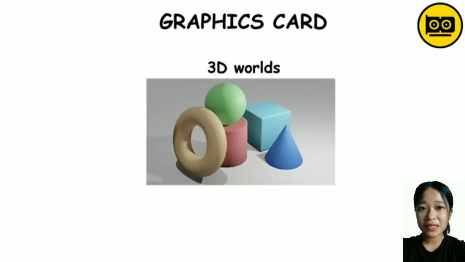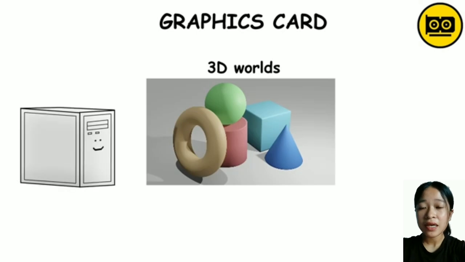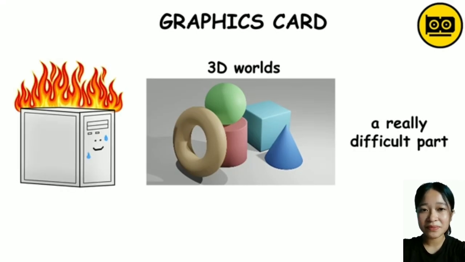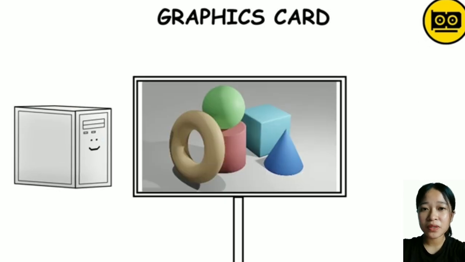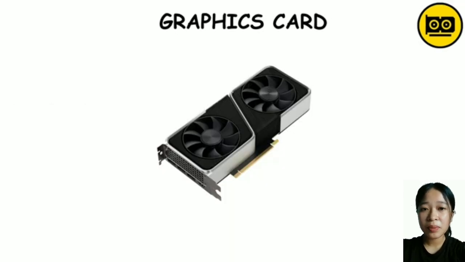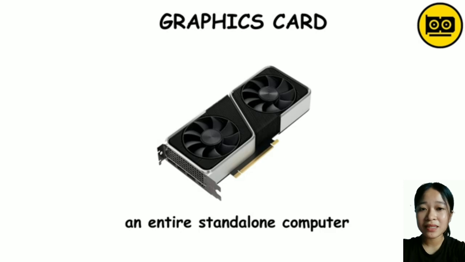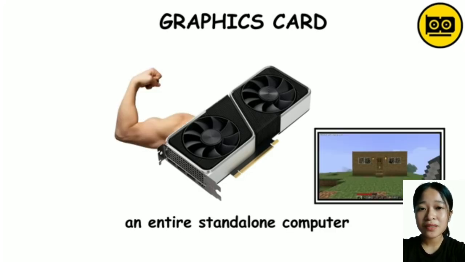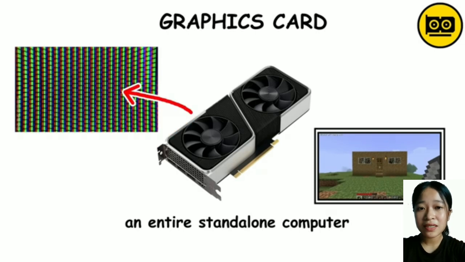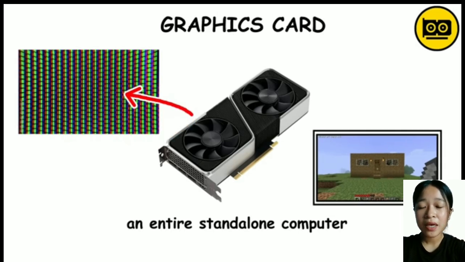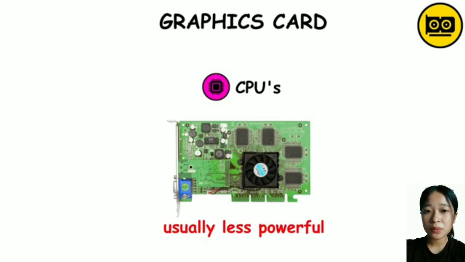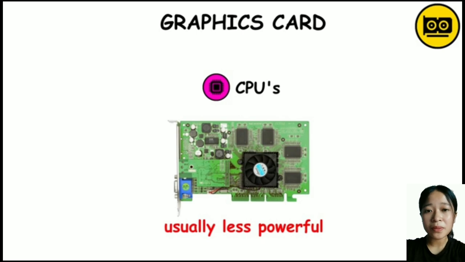Graphics card. To create 3D worlds from complex calculations, the computer has to do a massive amount of work, but a really difficult part comes in when it's time to show those worlds on your screen. This is where the graphics card comes in, which is basically an entire standalone computer dedicated only to showing the right thing on your screen, deciding which pixels need to light up and in what color. Some CPUs already come with an integrated graphics card, but they are usually less powerful than a normal graphics card.